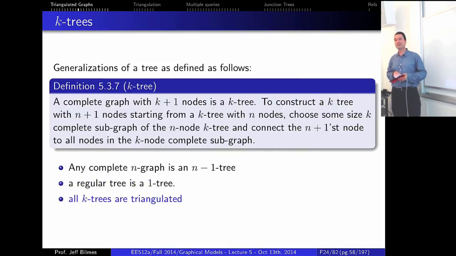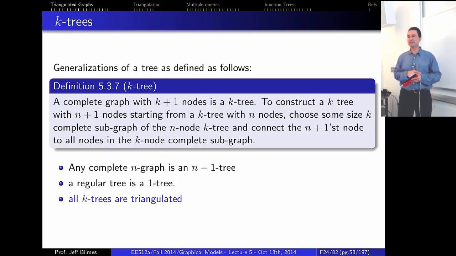And all K-trees are triangulated. Why is that? If you look at the way we generated the K-tree, we always added a node that we connected with K edges to neighbors that are already connected. That's exactly right. A K-tree is always triangulated because we can always construct a perfect elimination order in the reverse order that we use to generate the K-tree.